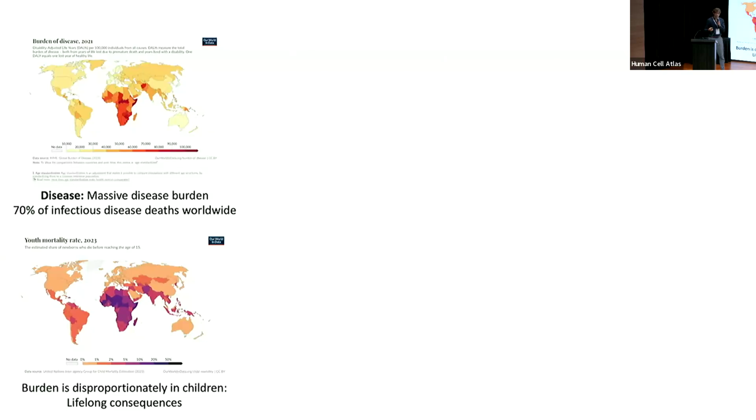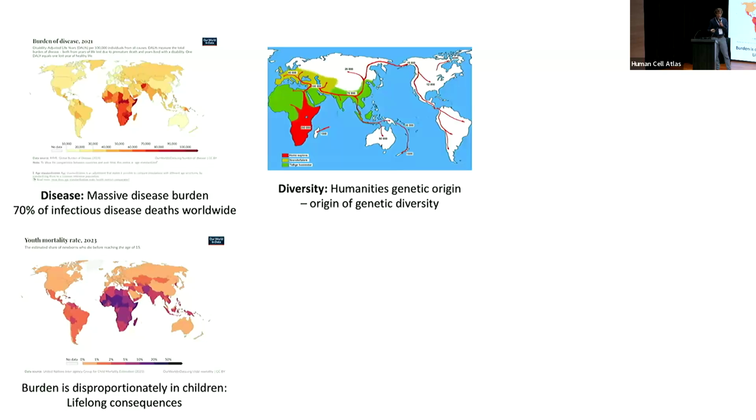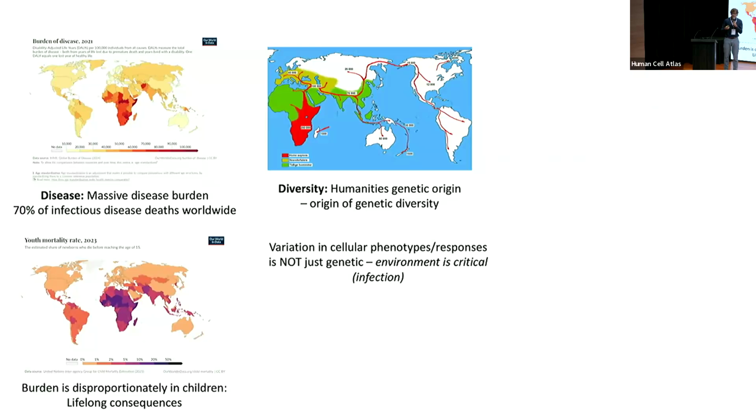And this has a disproportionate burden on children. We've heard about DALYs, we've heard about early childhood mortality. Nowhere is this more prevalent than the African continent. You can see that very clearly in these maps. We also have a fantastic focus on diversity, with many beautiful efforts and really impressive things coming out of it. Of course, diversity originated from the African continent, where humans originated, and which is still probably the most ethnically diverse continent.